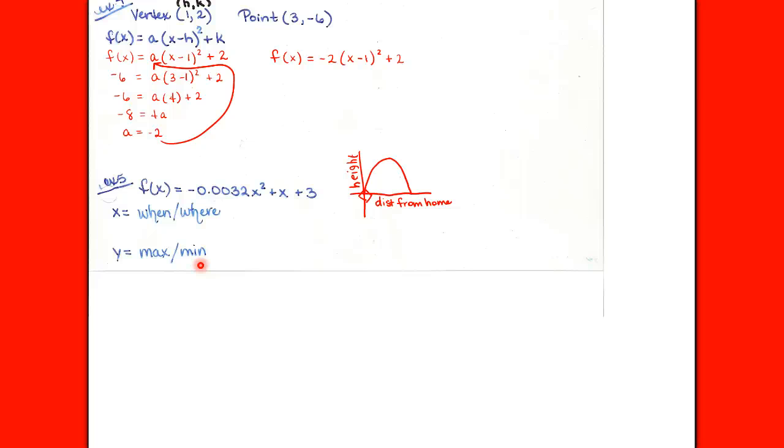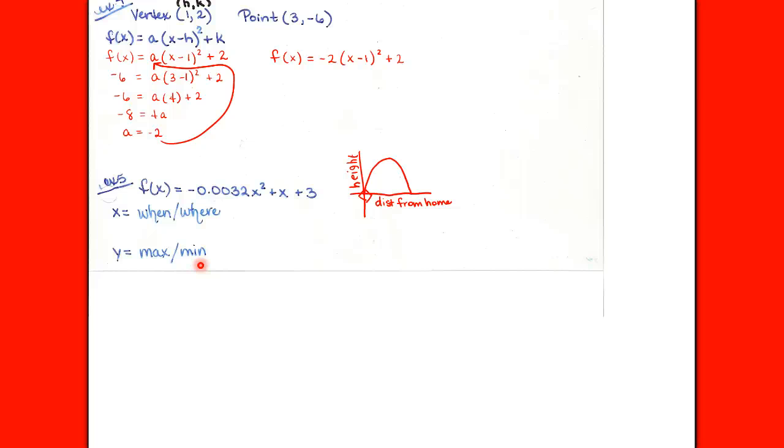So the x value is typically when something happened or where it happened. The y value is typically the actual maximum or minimum value. So in this case, it says, what is the maximum height? They actually want the y value. Where is that maximum height going to occur? At a y value, yes, but where? What particular point? What's the name of it? Vertex. The vertex, right. So I need to find the vertex. So how can I find the vertex?